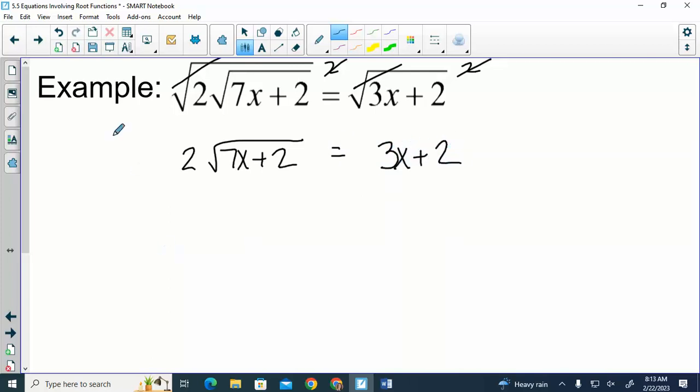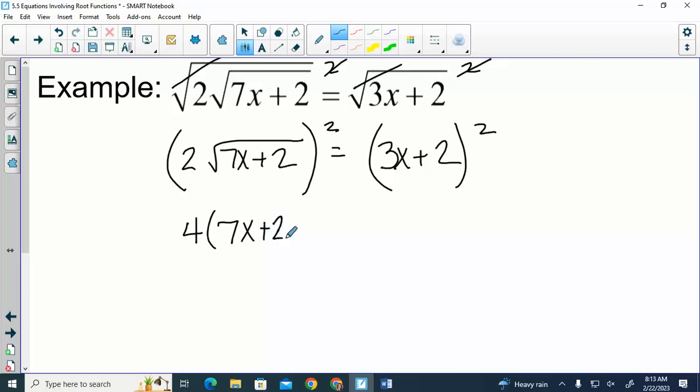We have to square again. Squaring means there are 2 of these, so we have to square everything. What's the 2 squared going to be? 4 times, when I take the square root of 7x plus 2 and square it. On the right, there are 2 of these, so we FOIL, and we get 9x squared plus 12x.